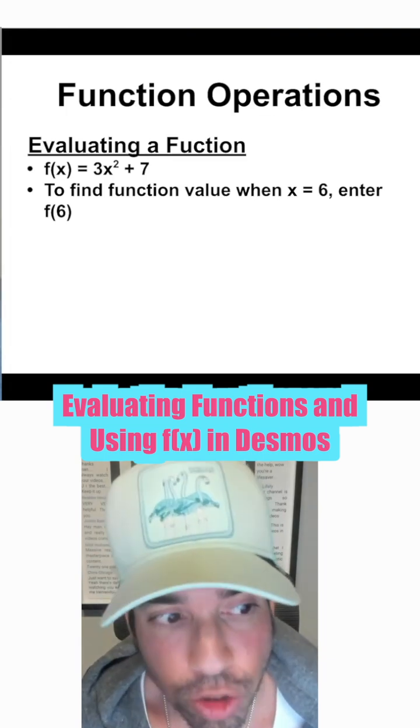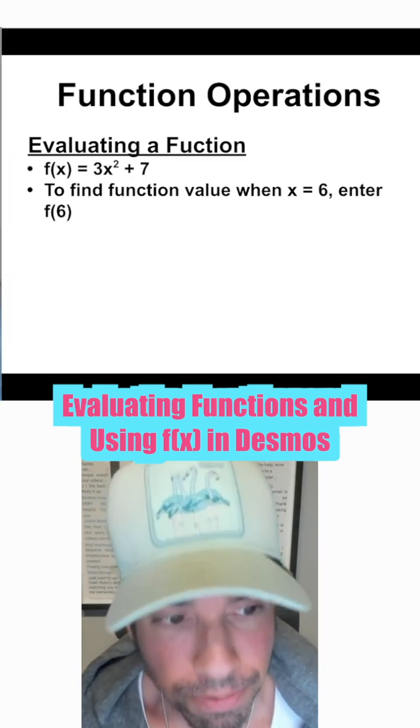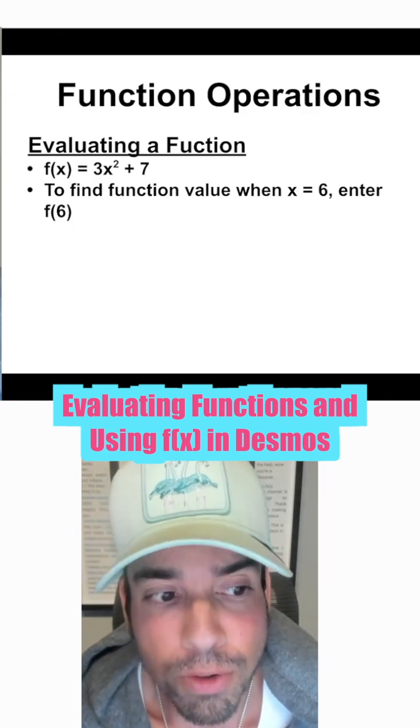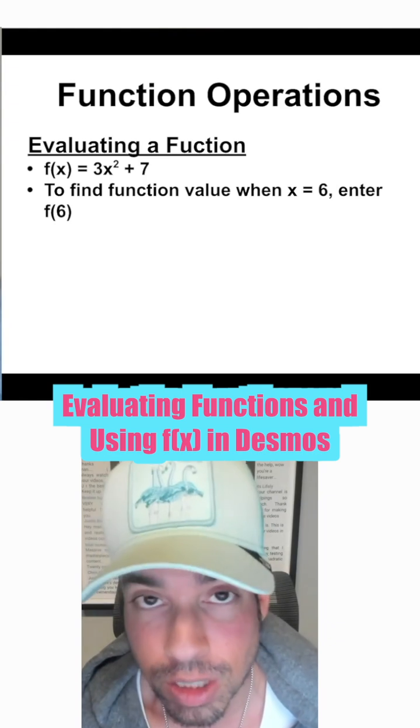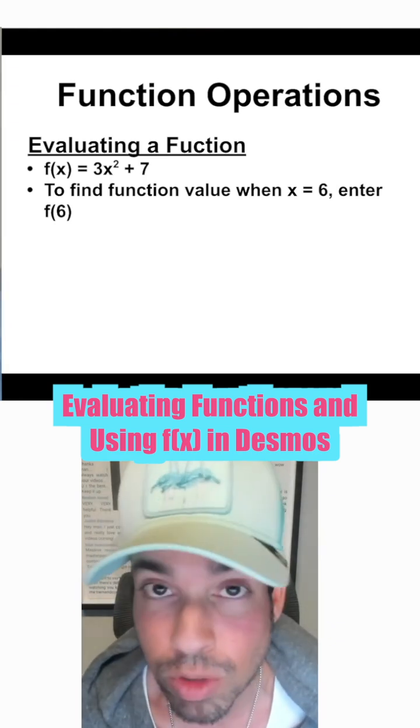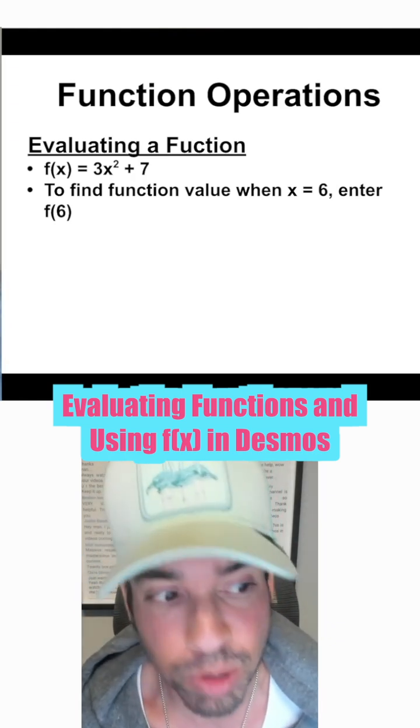Now we're going to talk about how to evaluate a value for a function, and it's pretty straightforward. The first thing you're going to do is you're literally going to write f of x or g of x or whatever the function is you want, right? So in this case, we're writing f of x equals 3x squared plus 7. So that's just a particular function.